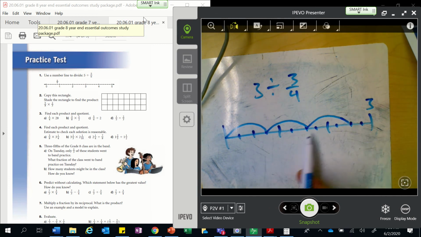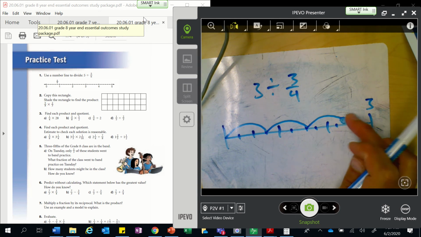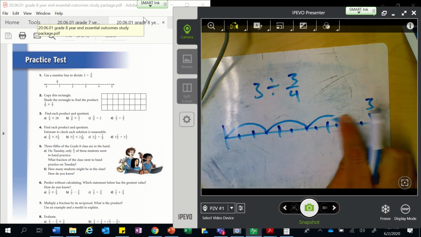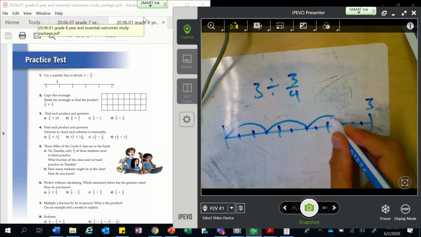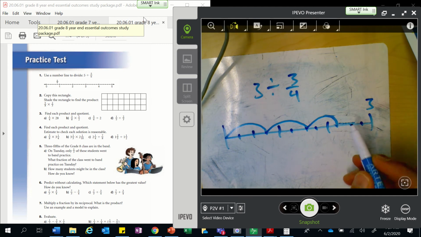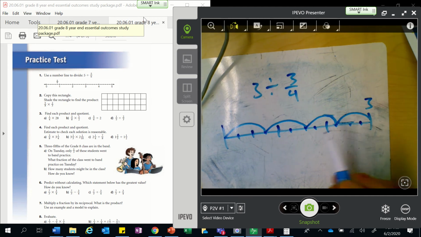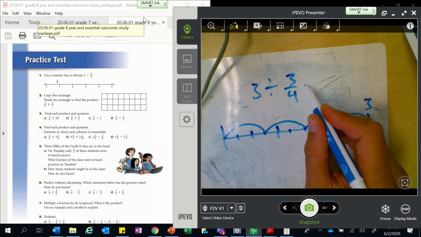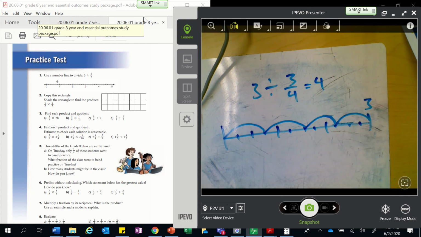3, did I just do it wrong? I just did it wrong. I jumped too far that time. 3 jumps of 3/4, 1, 2, 3, and 4 jumps. So how many jumps did it take? It took 4. But it doesn't always line up that way.